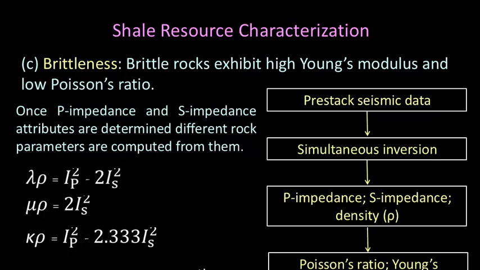And Poisson's ratio is a measure of the strength of the rock. The Young's modulus is a measure of the stiffness of the rock. And of course, we can make use of both these attributes. High Young's modulus and low Poisson's ratio should be a measure of brittleness. But then you cannot just take it for granted that this will work in every case.